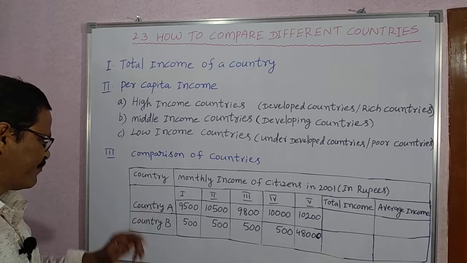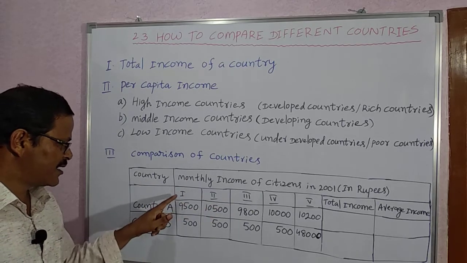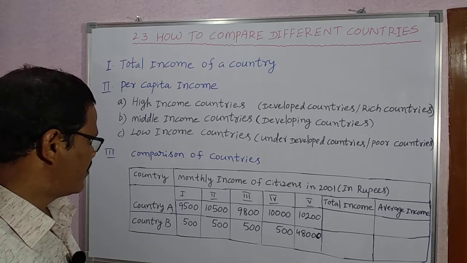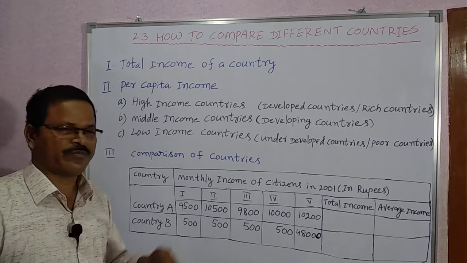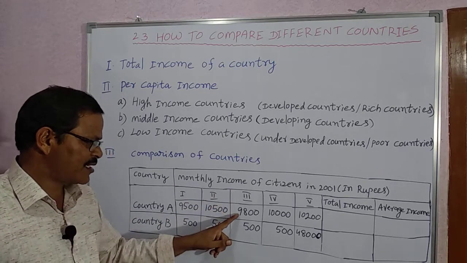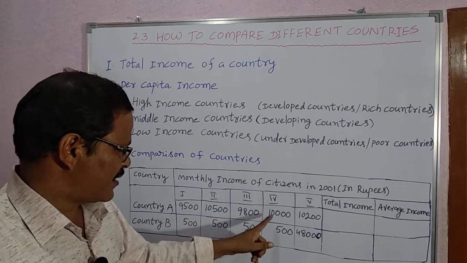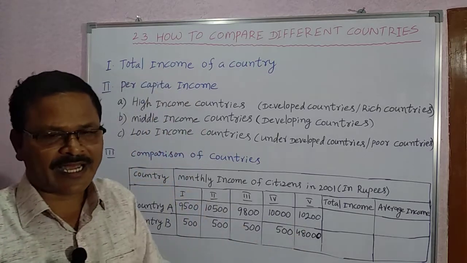Country A. What is the monthly income of citizen 1? 9,500 rupees. What is the income of citizen 2? 10,500 rupees. What is the income of citizen 3? 9,800 rupees. Fourth person has 10,000 rupees. Fifth person has 10,200 rupees as their incomes.